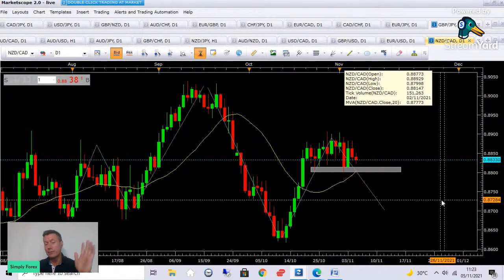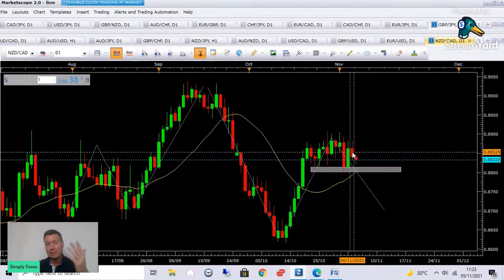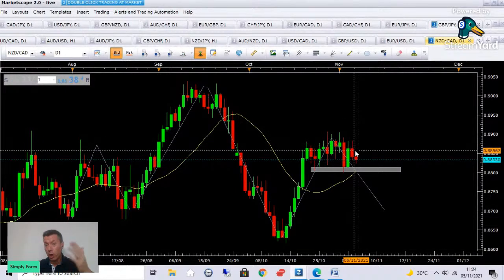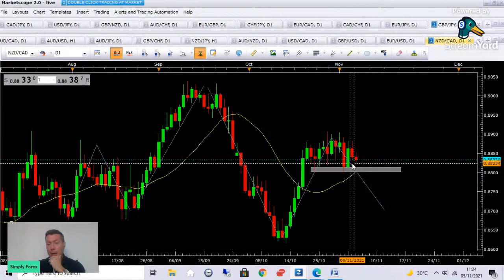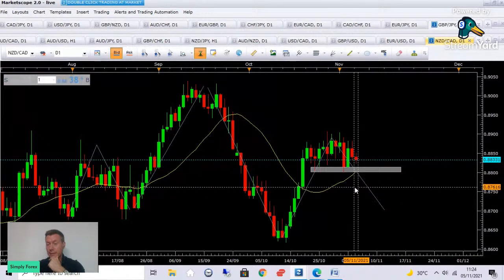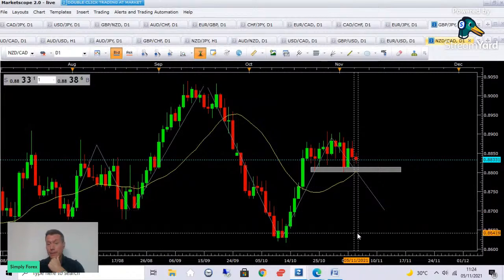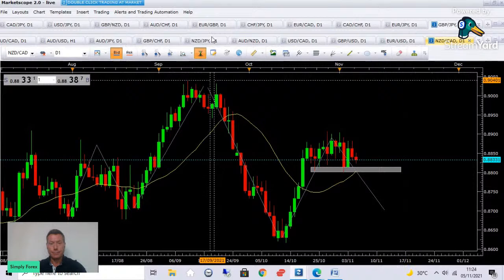So I will stay out of this trade today. I wouldn't like to short into this low. I definitely wouldn't like to long this trade because of the pattern. So maybe after today, on Monday, we might see a daily break of this low. Then I would definitely take this pair lower. But today I'm going to stay out of the pair.